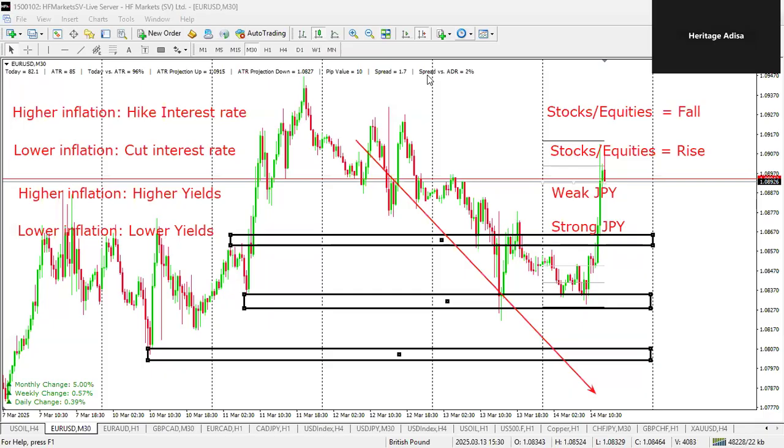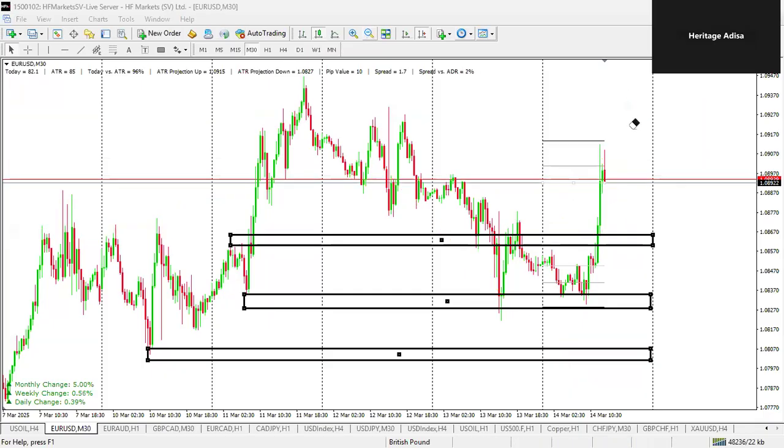So I think this just helps us really understand the place of information and the play of inflation when it comes to currency valuation in the market, right?